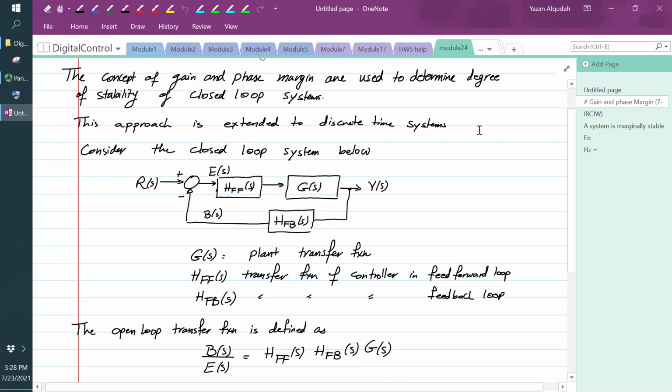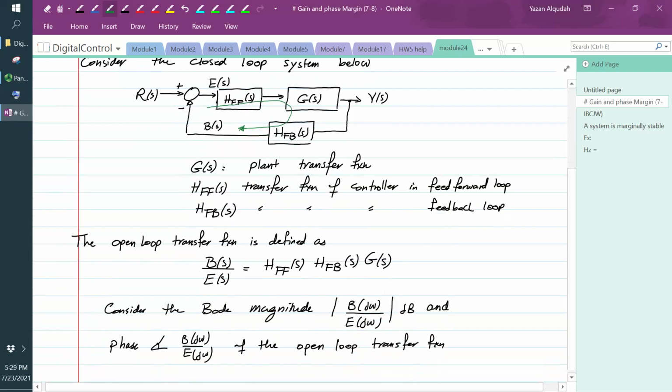Now again, similar to how we apply the phase and gain margin in continuous time systems, we can apply it to discrete time systems. So if we have a system here where we have a feed forward loop gain, and we have a plant, and we have a feedback loop, the open loop transfer function is defined. If I open the loop here and I look at the transfer function going all the way like this, then the open loop transfer function is HFF multiplied by HFB multiplied by G of S. We call this the open loop transfer function.